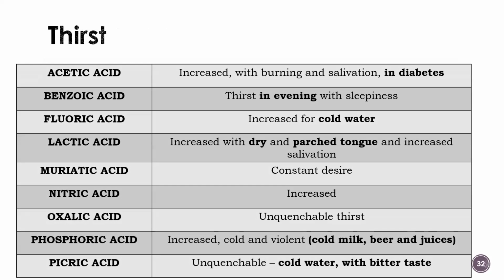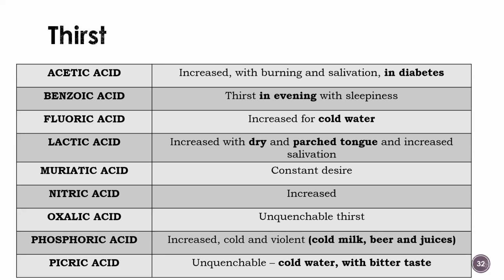Lactic acid increase, but with a dry and parched tongue and increased salivation. Muriatic acid, there is a constant desire to drink water. Nitric acid is just increased. Oxalic acid has unquenchable thirst. Phosphoric acid is increased, cold and violent. Phosphoric acid craves cold milk, beer, and juices, especially lemonades, citric acid juices. Craving, you can think of phosphoric acid. Okay. Picric acid is unquenchable for cold water with characteristic bitter taste.